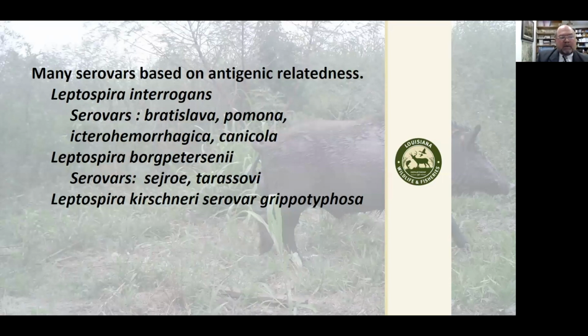Many serovars. A serovar is a serological response to a different variety. So basically, if you want to think of them as subspecies, you can. And there are a bunch of them out there. Some of the ones that we look at commonly are Bratislava and Pomona, which are very commonly found in pigs. So the pigs can become carriers of those, although they are susceptible and can get most any of these other serovars of the leptospirosis.